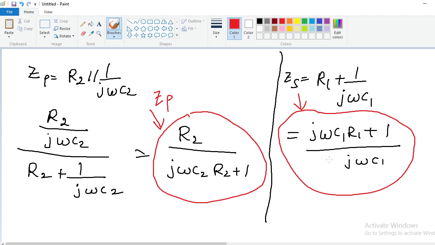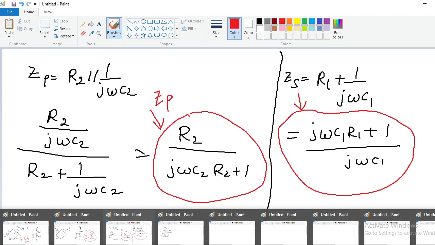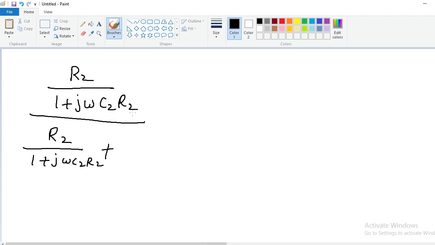Already we have the Zs value: 1 plus j omega C1 R1, divided by j omega C1. So this is equal to beta.